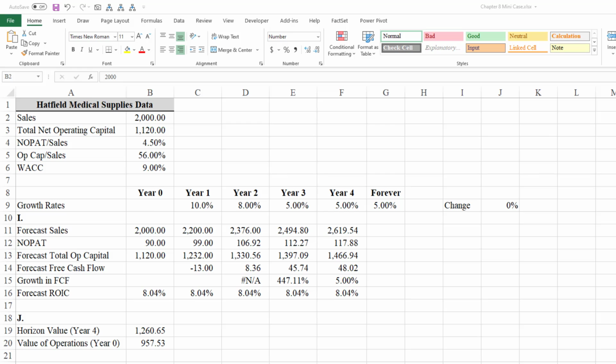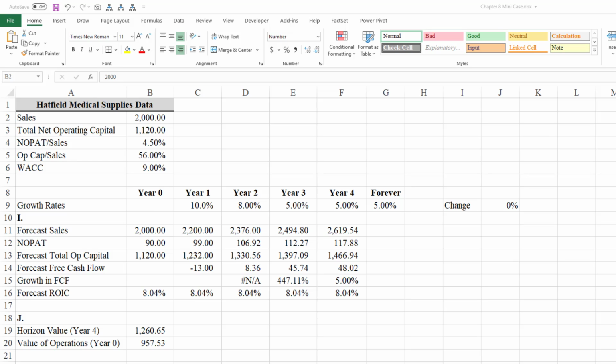if you notice, we've calculated the return on invested capital for each of these years. And you notice that it doesn't change from one year to the next. And the reason that it doesn't change is because everything is growing at the same rate as sales. And so remember, return on invested capital is NOPAT divided by total operating capital. And since NOPAT and total operating capital are growing at the same rate, then our return on invested capital will not change.